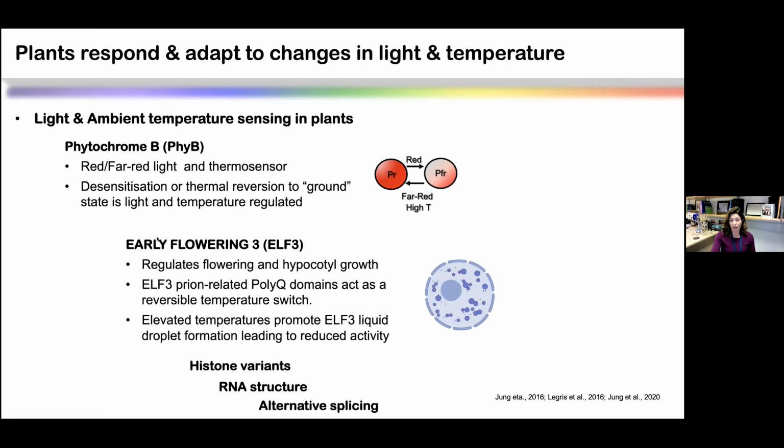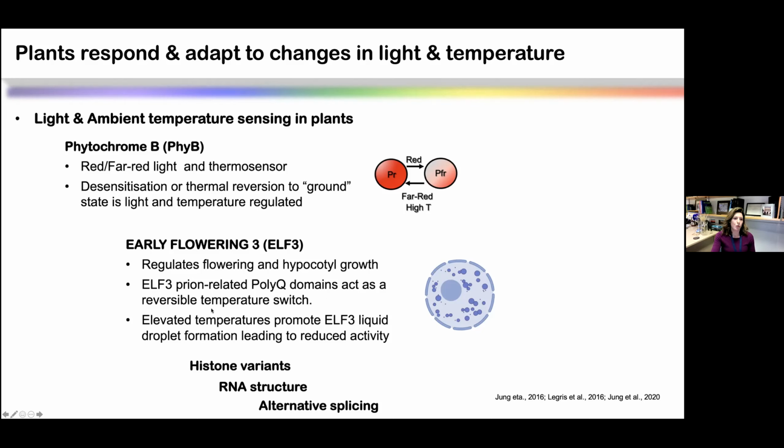Also, EARLY FLOWERING 3, which is a light and clock signaling component that regulates flowering and hypocotyl elongation, has also been shown to sense temperature changes. In particular, the prion-related polyglutamine region of ELF3 can act as a reversible temperature switch. It has been shown that high temperature can lead to ELF3 liquid droplet formation, which again has an effect on the activity of ELF3 and again changes in gene expression.